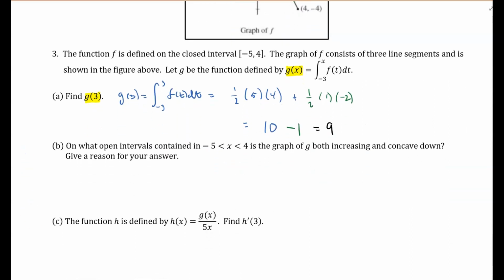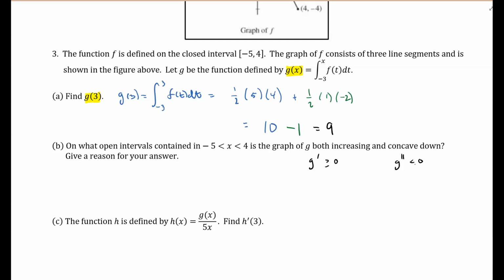Part B. On what open intervals contained in -5 less than x less than 4 is the graph of g both increasing and concave down? Give a reason for your answer. Where is g increasing? Well, I know g is increasing when g prime is greater than or equal to 0, and concave down when g double prime is less than 0. So I need to find these two areas, and I need to figure this out.